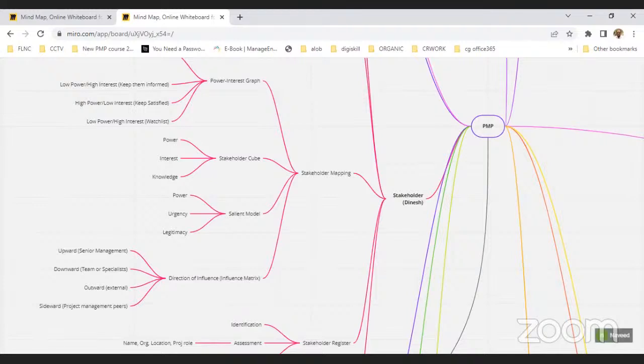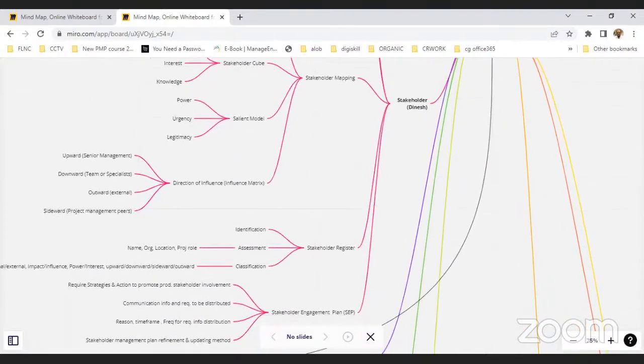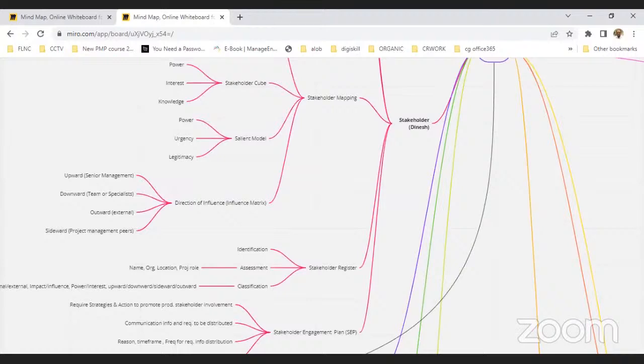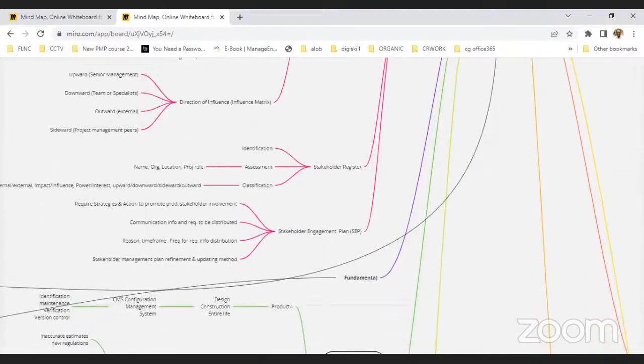And also we use the stakeholder cube and Salience model methods to know the equation. Apart from power and interest, we also see a third quadrant, that is either knowledge or legitimacy. Apart from that, the directions which typically influence the stakeholder matrices are of four types. One is the upward direction, which typically deals with senior management people, and the downward direction, more like a core specialist or an influential team member, or it could be outward. If it is outward, it is more related to the external stakeholders.